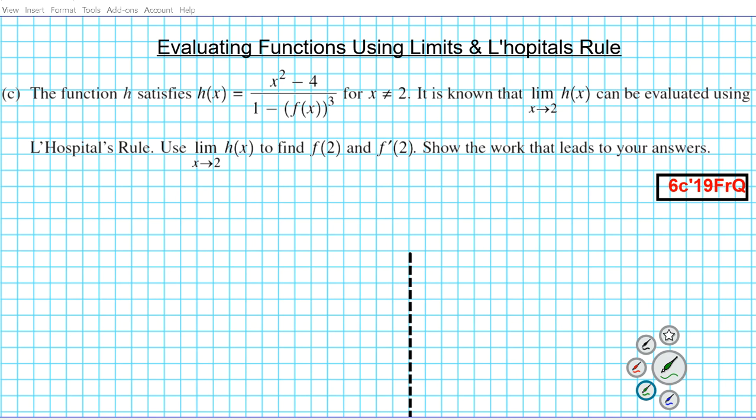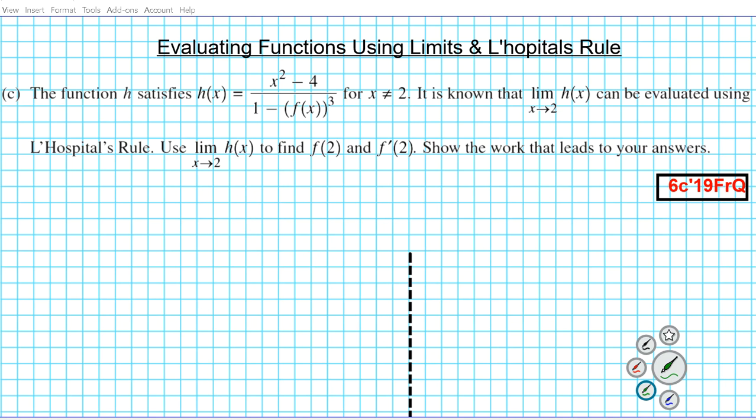It is known that the limit as x approaches 2 of h of x can be evaluated using L'Hopital's rule. Use the limit as x approaches 2 of h of x to find f of 2 and f prime of 2. Show the work that leads to your answers.